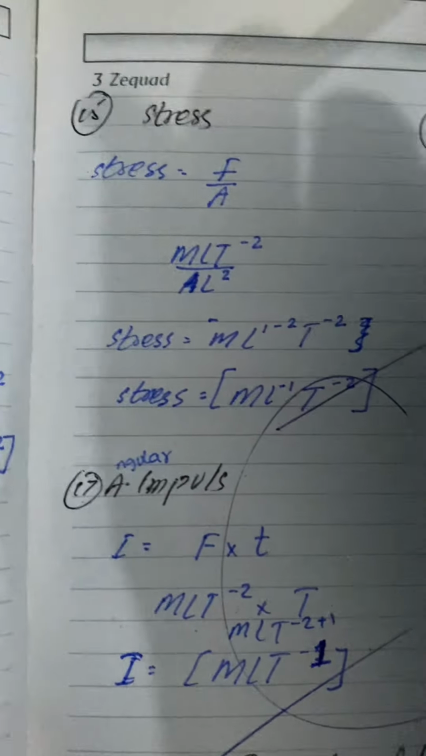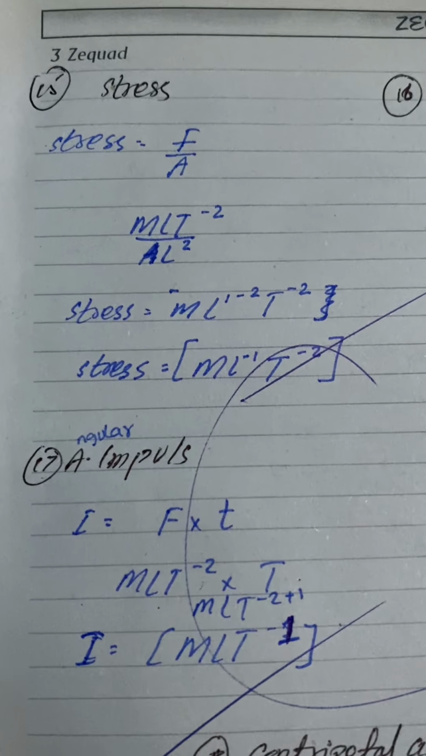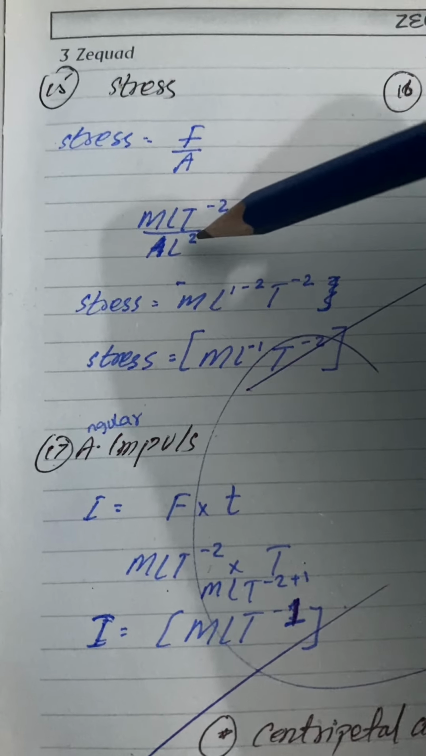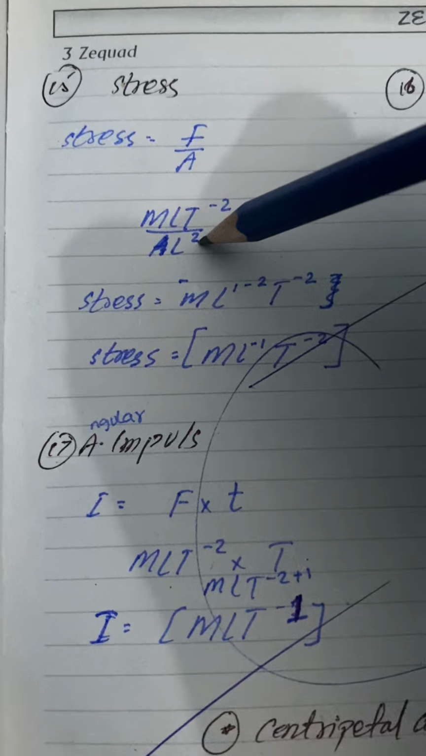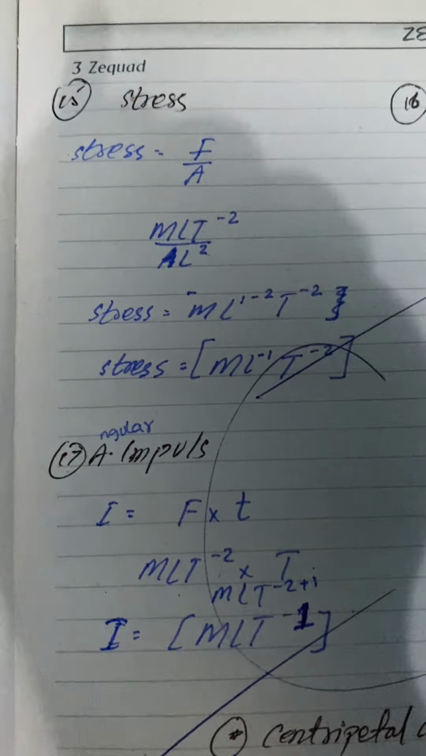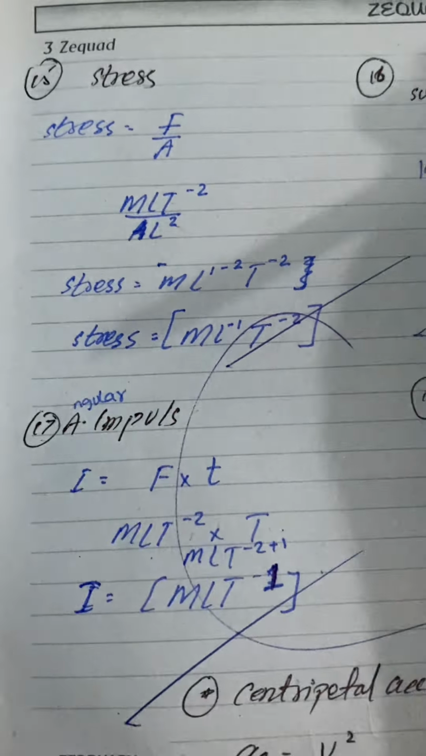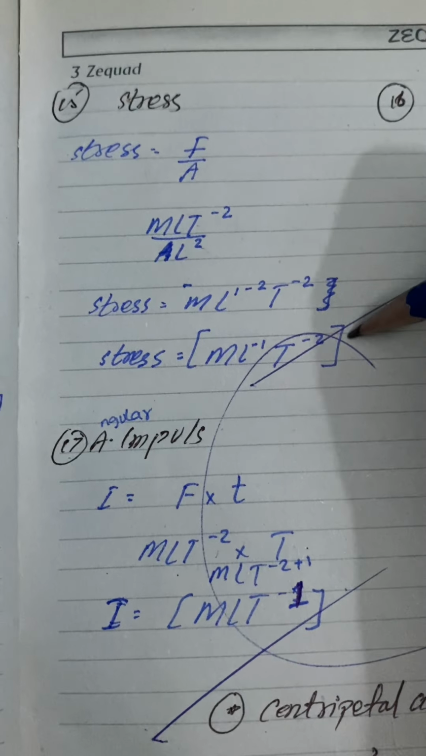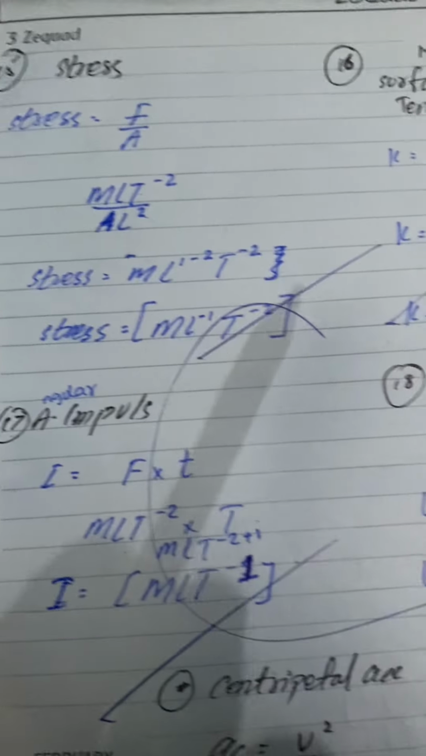Now stress is a force, we can say. The formula of stress is force per unit area. The dimension of force is MLT⁻², and the dimension of area is L². When this positive L² comes in, it will be plus 1 minus 2. So here you can see L is plus 1 minus 2, and T stays as T⁻². So minus 1 plus 2 will be minus 1.